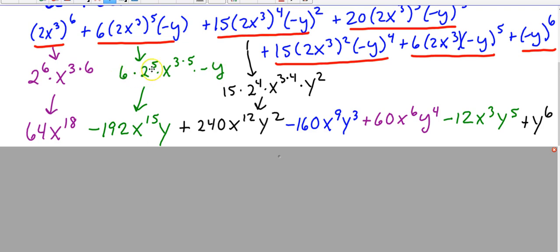This is 6 times 2 to the 5th, which turns out to be a negative 192. And then I have x to the 15th y. So notice the negative sign comes up front with the coefficient because when I multiply all these together, I get a negative number.